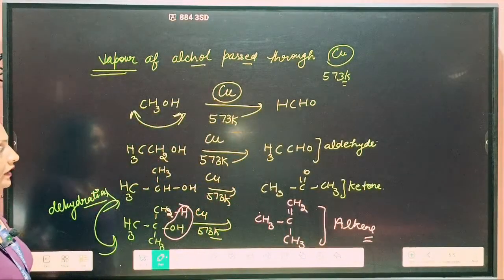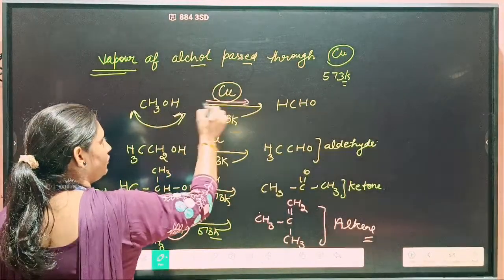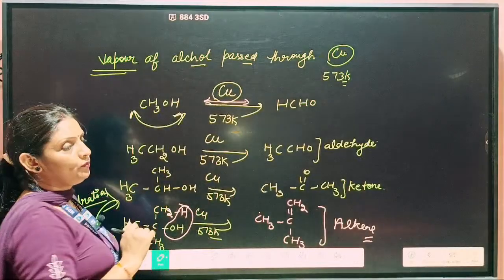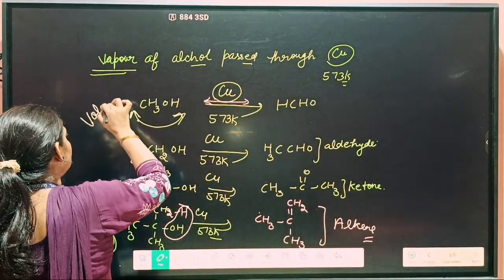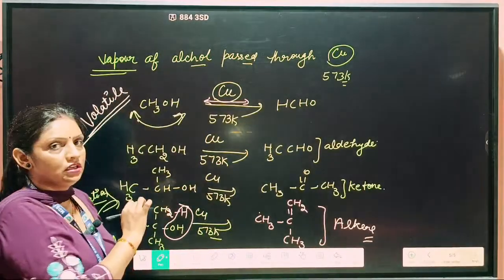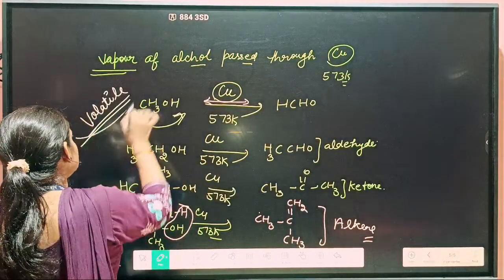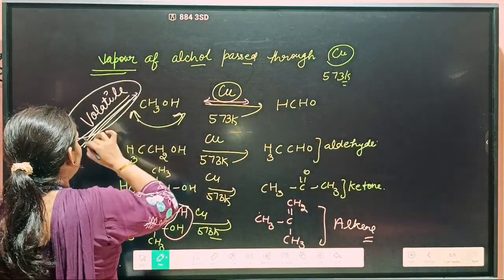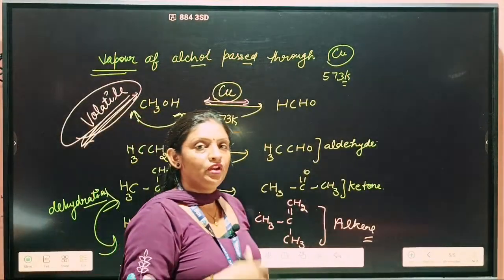One condition is there when we pass the alcohol through copper. Here the alcohol should be volatile because we will pass vapors of the alcohol. So it must be volatile because volatile substances create vapors. Non-volatile cannot be converted into vapors.